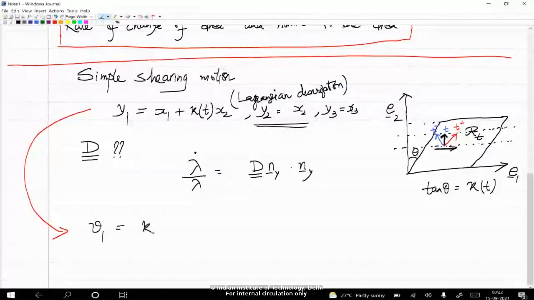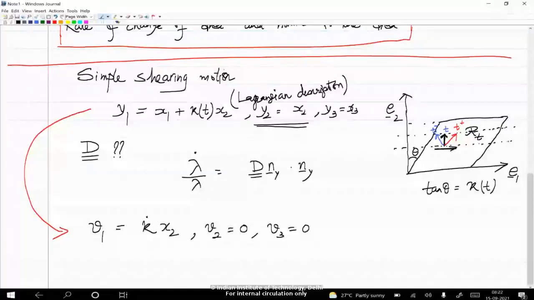V1 is then simply k dot times x2, isn't it? And if you talk of V2, then it is 0, and V3 is also 0. Now, this is again the Lagrangian description of velocity. But to get the L, the velocity gradient, Eulerian velocity gradient, I want to write this in the Eulerian description, right? So k dot into x2.